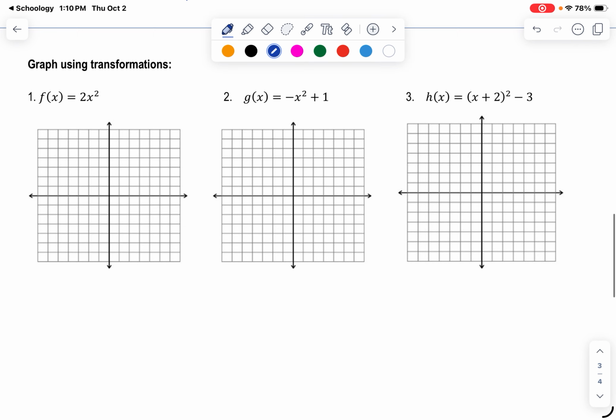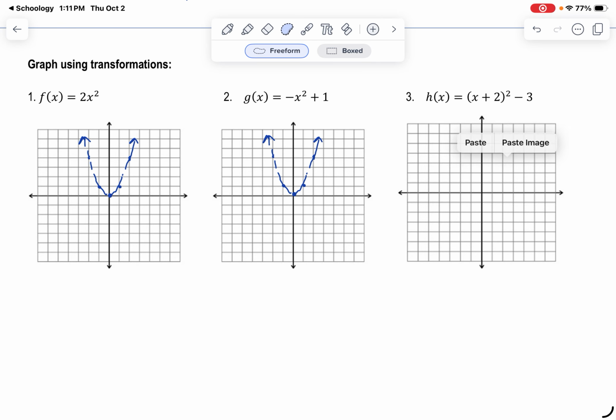Okay, so graph using transformations. This is just saying don't forget you know how to graph. These are all quadratic, so I'm going to graph the parent first. Remember what the parent looks like. I'm glad that I'm not reteaching that because you know it already, all right? And I'm going to copy and paste that on these graphs right here. Good.